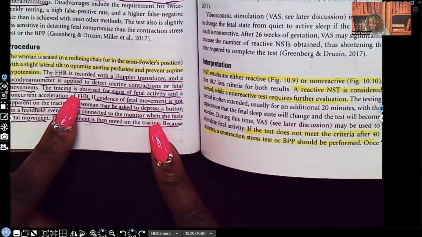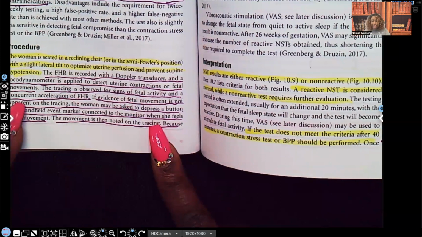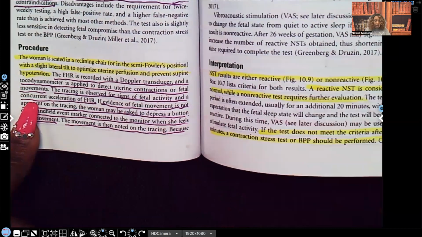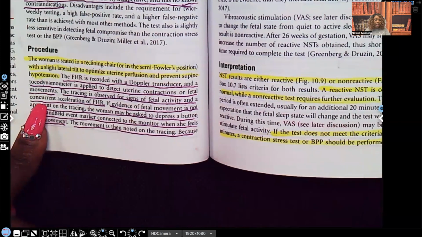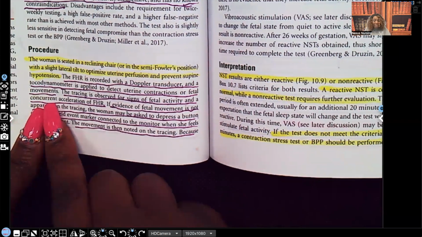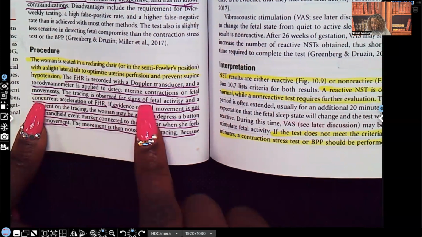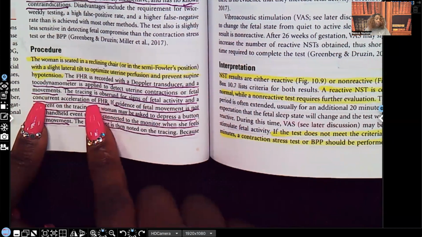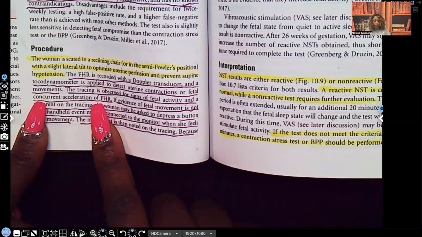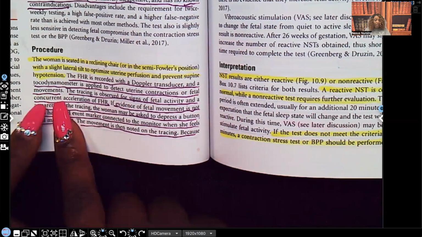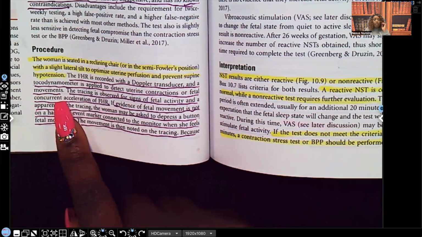The tracing is observed for signs of fetal activity. And look at this word. This is a key word. Concurrent accelerations in fetal heart rate. Why do you think the author put this word concurrent? Because they could have just said the tracing is observed for signs of fetal activity and acceleration of fetal heart rate, right? But they put this word concurrent here for a reason. Why?